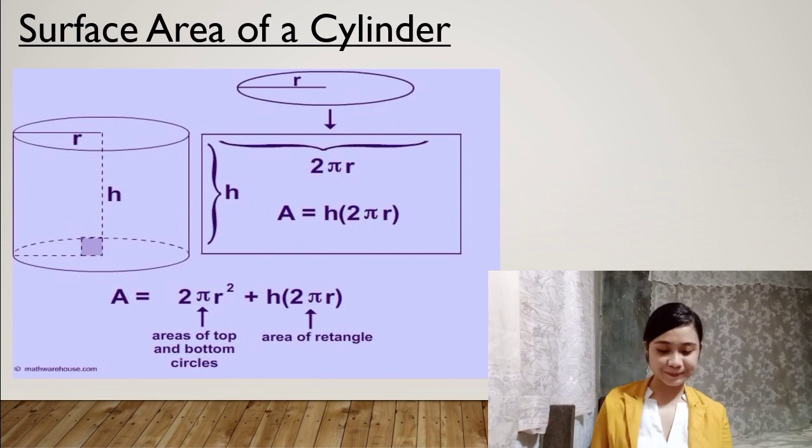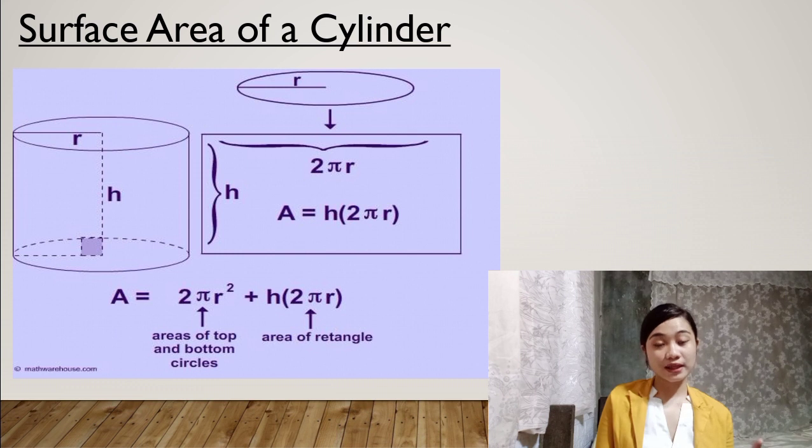Okay? And then the other one, yung rectangular or the height of the cylinder. Okay? The height of the cylinder is the area of rectangle. So we have A is equal to H times 2 pi r. So all in all, pag i-add natin siya, we have the surface area na of a cylinder. So that means ang area ng cylinder is equal to 2 pi r squared plus H multiplied to 2 pi r. Okay, are we clear?